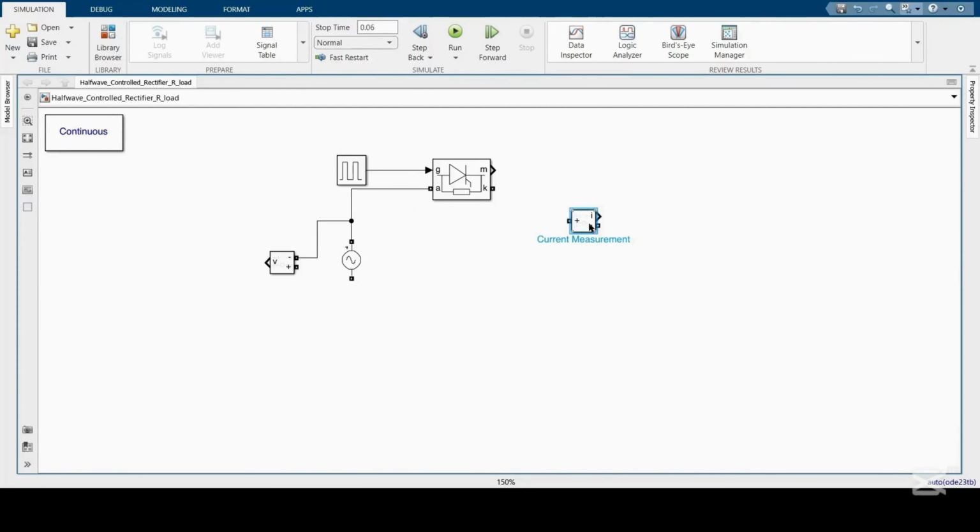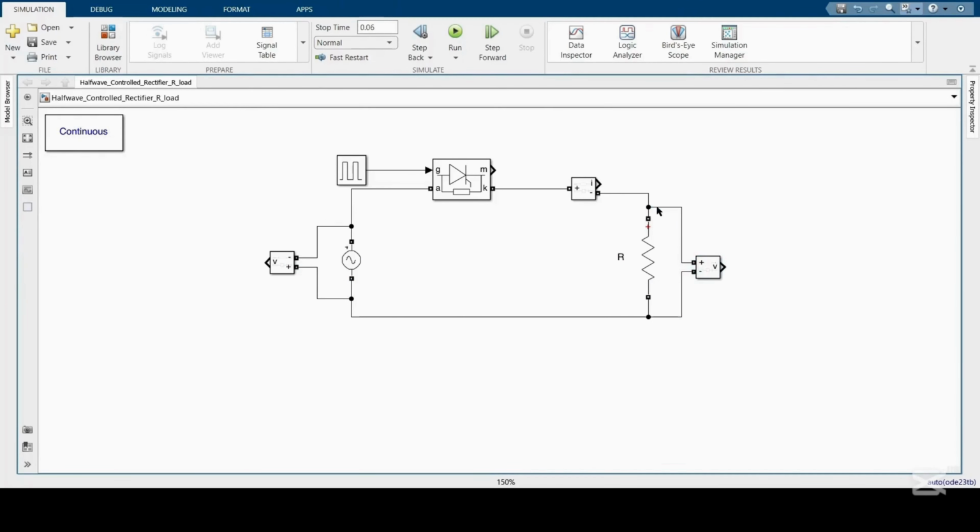The current measurement block. This measures the current through the load resistor so we can analyze the rectified current waveform. The resistor has a resistance value of 100 ohms. This is our load, which receives the rectified power. Since it's purely resistive, the voltage and current will be in phase.